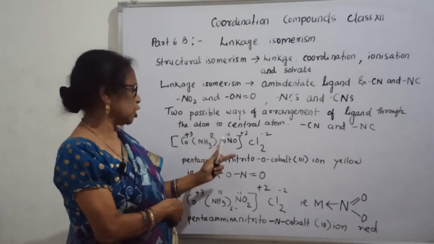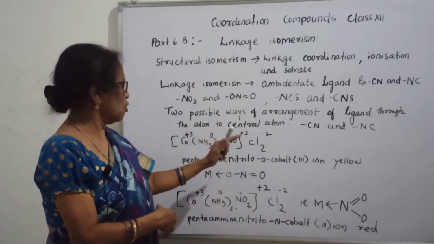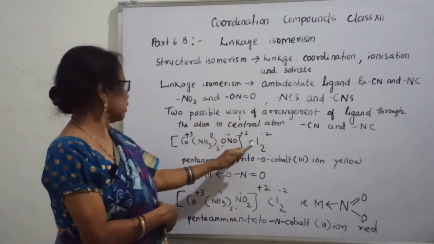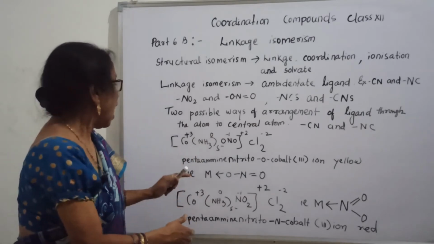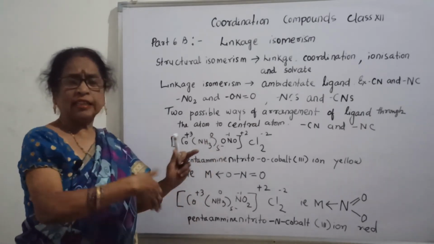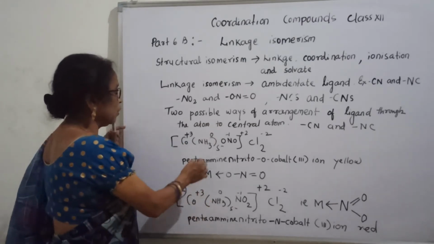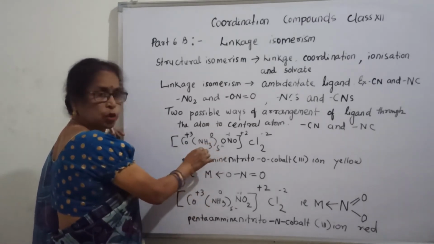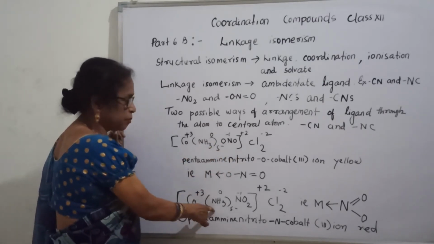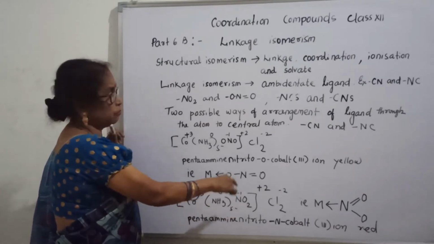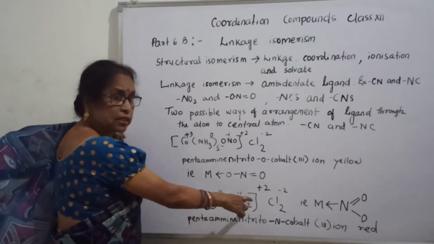A very important question: either the question is given like this. The structure is given, there is no minus or plus anything, only Cl2 is there. You should remember ONO is -1, ammonia is 0. You write the name and also write the isomer of this and tell what type of isomer it is. The name you will write yourself, and the answer is linkage isomerism of this.